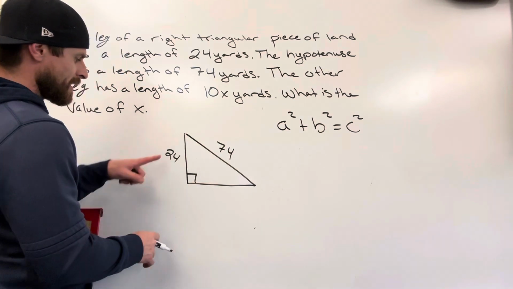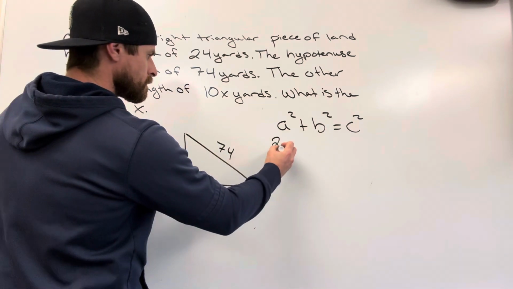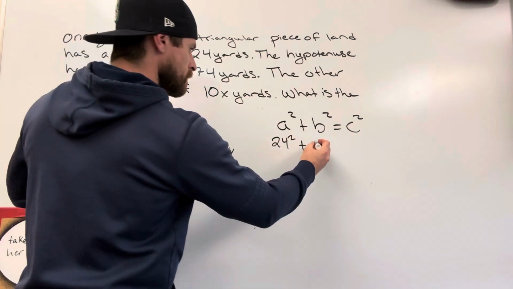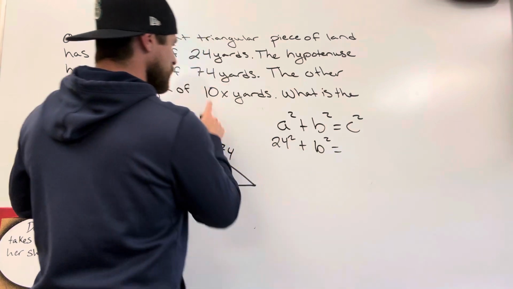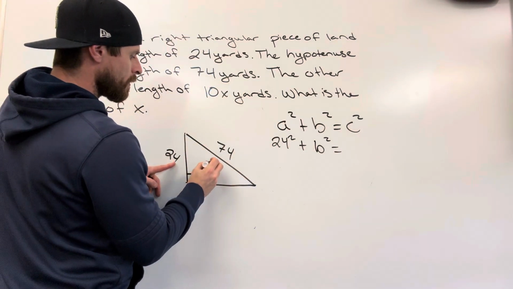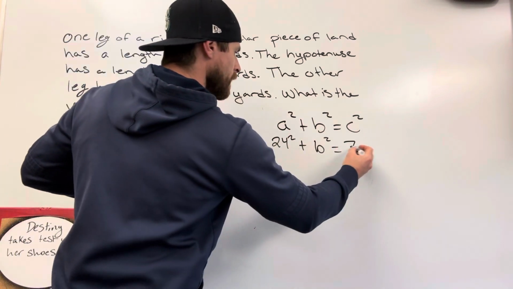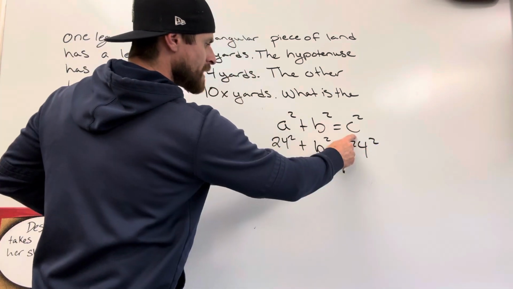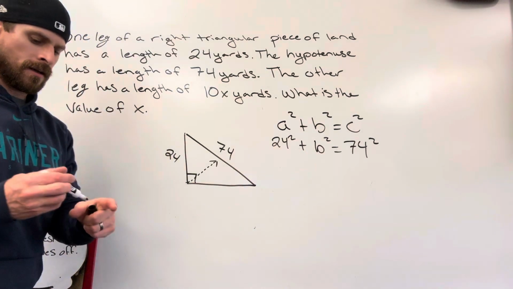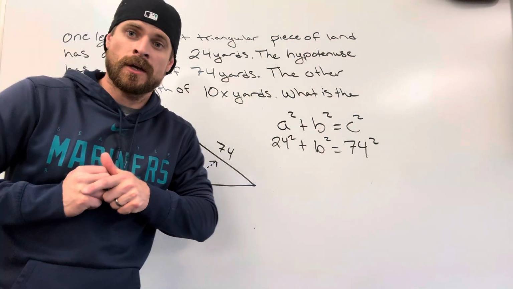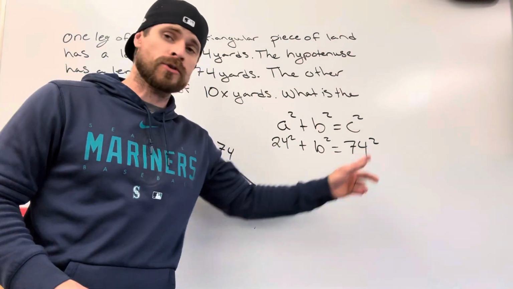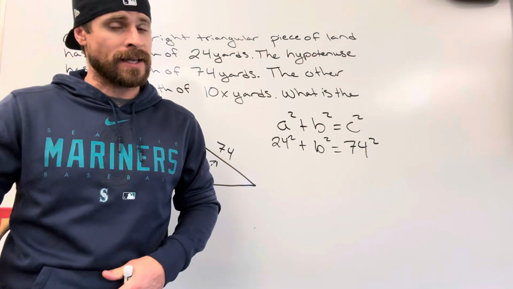I think the smartest way is saying 24 squared plus b squared, we don't know, b squared equals 74, which is my hypotenuse, opposite of the right angle, 74 squared. Remember, we always have to have the hypotenuse where the c is. These are our legs of a right triangle. So now what I got to do is figure out what 24 squared is. I'll write that down. Figure out what 74 squared is. I'll write that down. So I'm going to grab a quick calculator to do that.